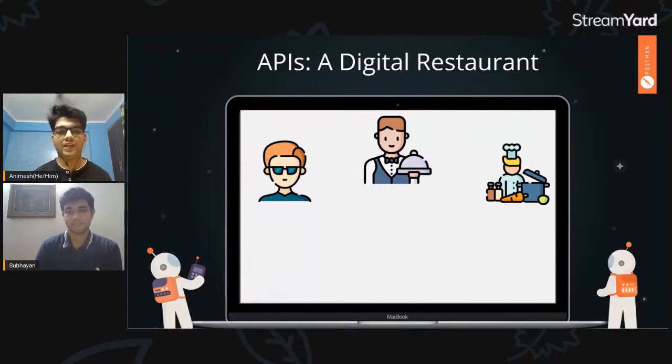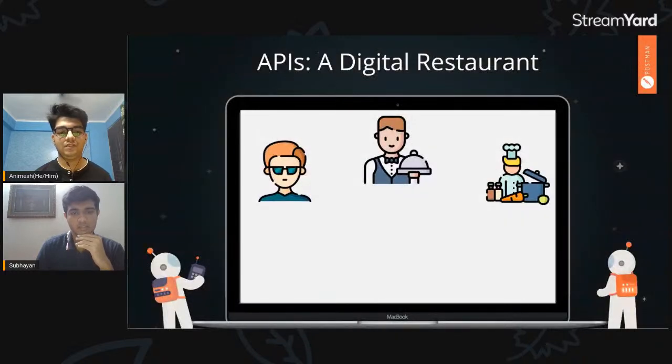So this is a pretty non-specific image that you are seeing. Can you share what you see from this? It's not visible right now. It's a black screen. Is it visible now? Yeah. So basically, there's a chef, there's a waiter, there's a guest, I guess. Yeah, it's a digital restaurant.